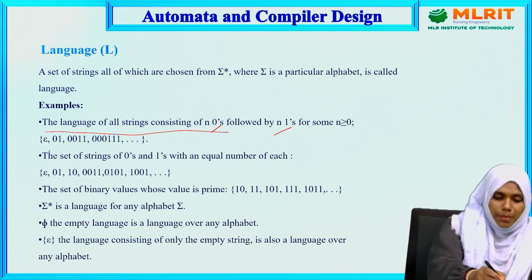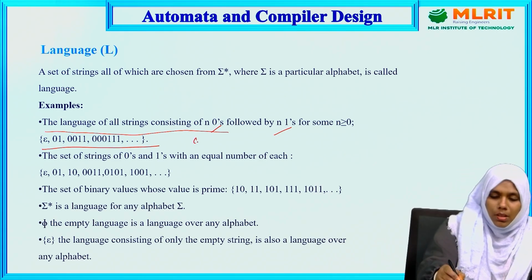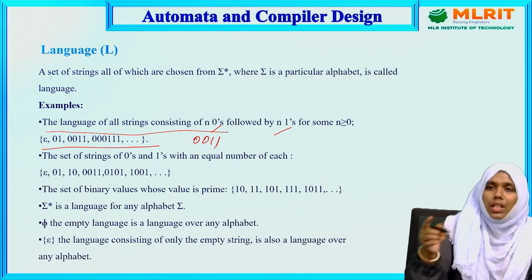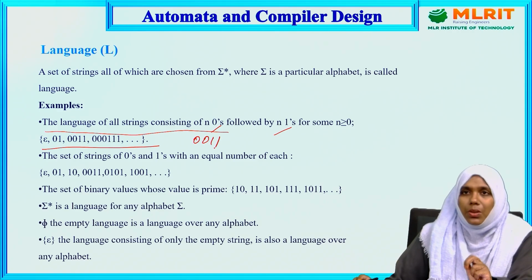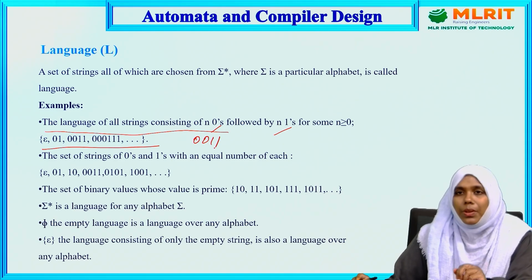If you see the example here, if you write one 0, one 1 should follow. If you write 2 zeros, the 2 zeros should be followed by 2 ones.